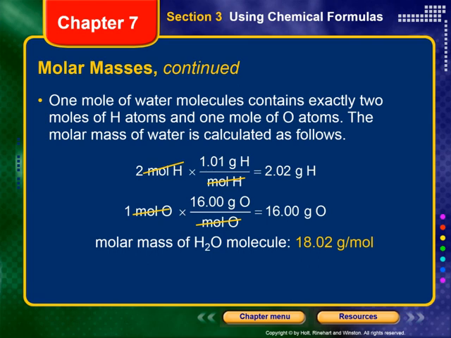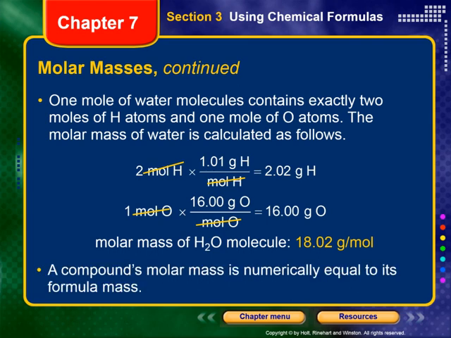I convert my 2 moles of hydrogen into grams by using the molar mass of hydrogen, making sure that the moles of my molar mass are on the denominator so that the moles of hydrogen cancel, leaving only mass, because I'm calculating a molar mass. And I do the same thing for oxygen, making sure that the moles of oxygen cancel, leaving only grams of oxygen in my answer. And so adding those 2 numbers, 2.02 grams of hydrogen and 16.00 grams of oxygen, I find that the molar mass of the water molecule is 18.02 grams per mole.